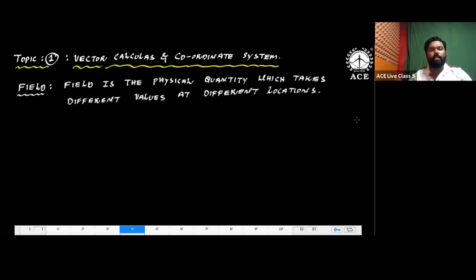Then you can say that your room is in the temperature field. Which field is that? Temperature field, isn't it? So a physical quantity which is taking different values at different locations. Then you can say that your room is in the temperature field, a certain region. Okay, let us take some other examples here.